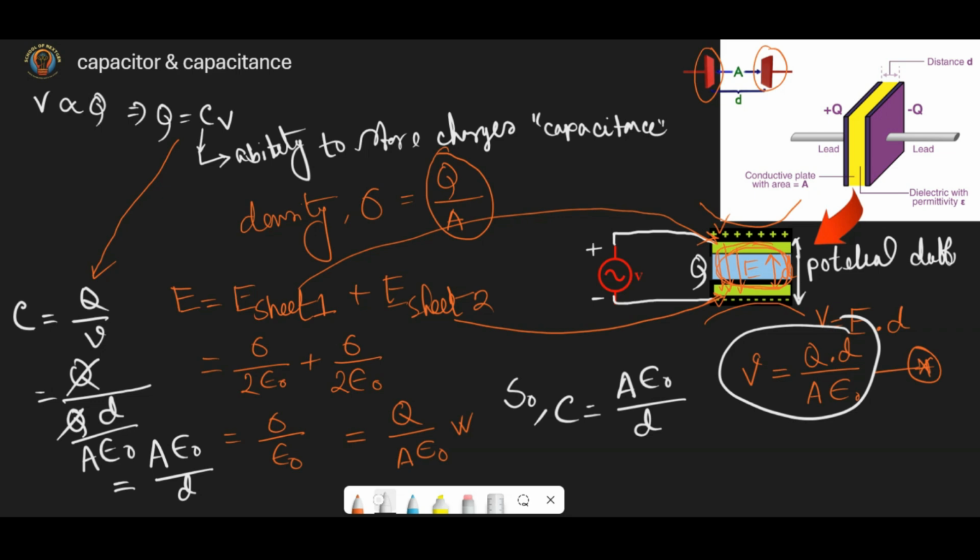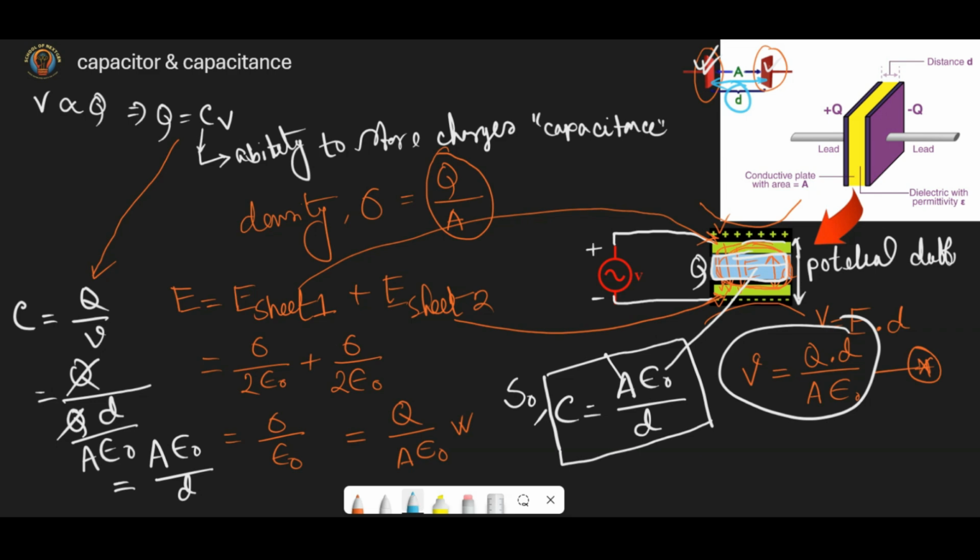Here we could finally say that this is the empirical equation of capacitance, where A is the area of a plate. So this is the area of each plate, obviously, and epsilon naught means that within the plates or sheets there is vacuum, and obviously this D refers to the distance between these two plates. So the distance between these two plates is D.